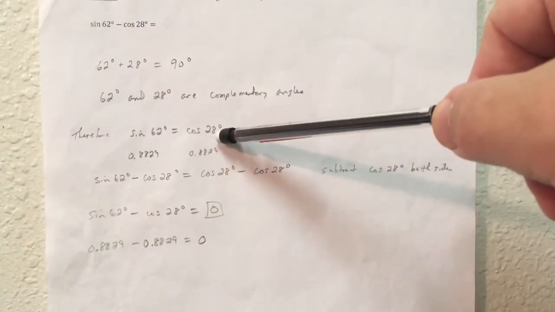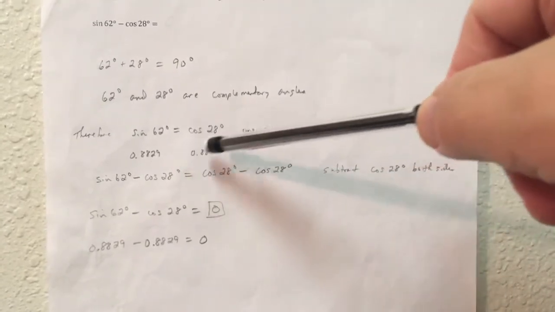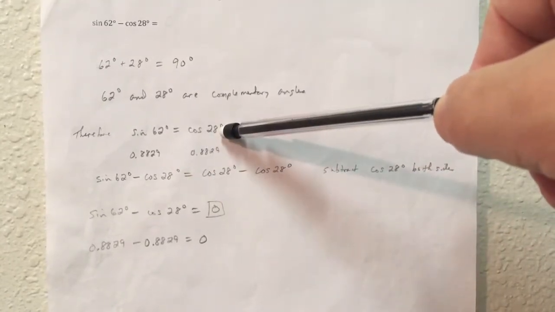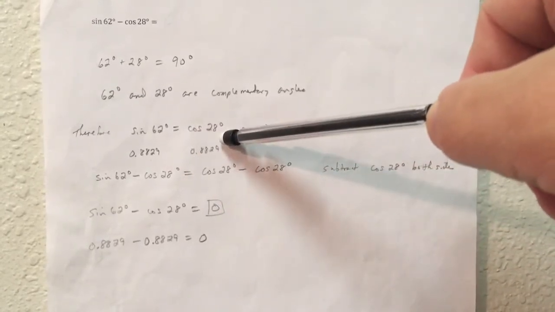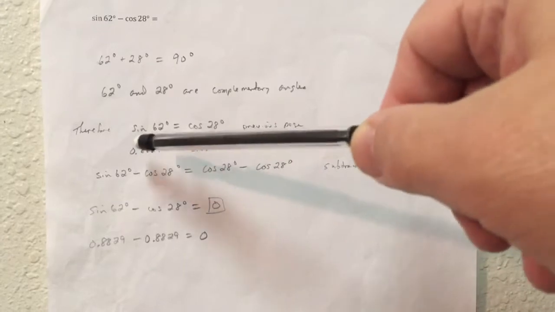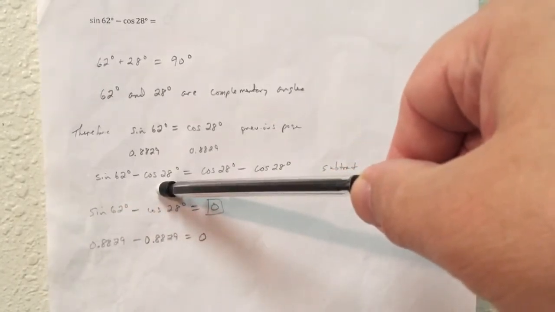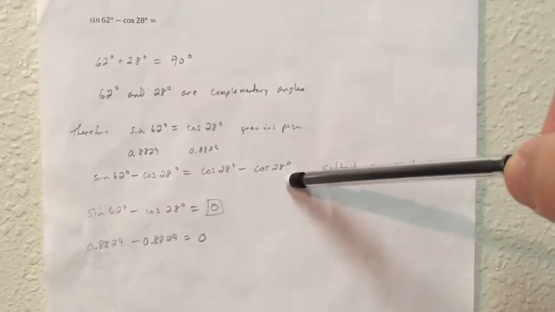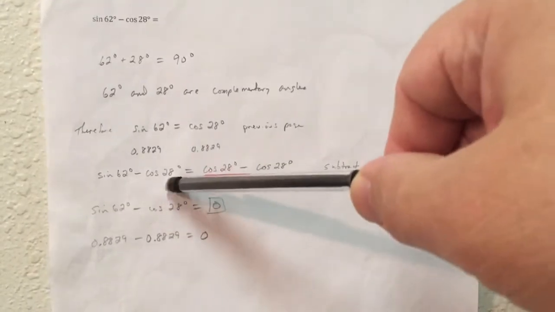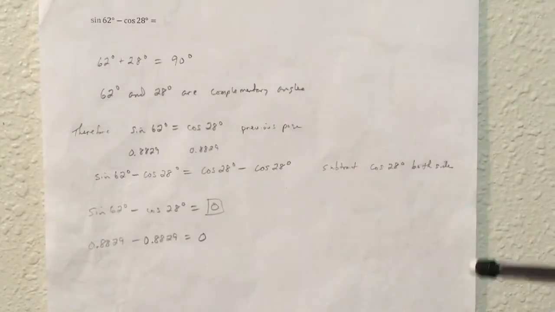And so you know from algebra, if I subtract a quantity from one side, I got to subtract it from the other side. So I'm going to subtract cosine 28 degrees from both sides. And on the left, I have sine 62 degrees minus cosine 28 degrees. And on the right, I have cosine 28 degrees minus cosine 28 degrees. Right? You can see where I subtracted cosine 28 degrees from both sides.